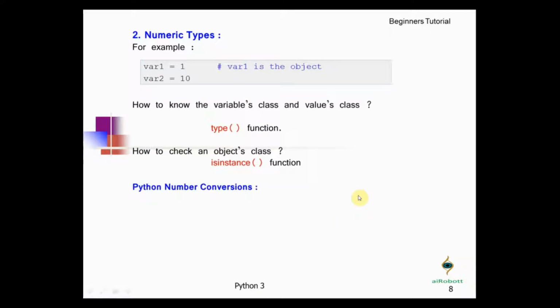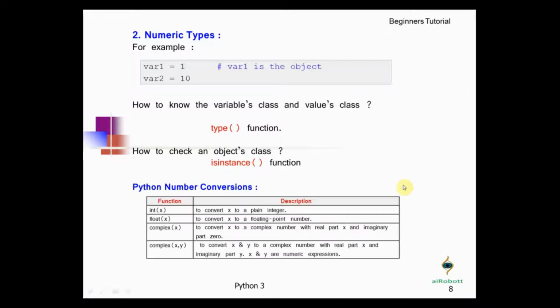Now we will see Python number conversions. How? See here, this is the integer of x. Here x is a value. It is converted into the integer. Similarly, float of x gives the x value converted into float. Similarly, complex of x converts the x value into complex, and x comma y converts the values into complex. Let's see one example here.